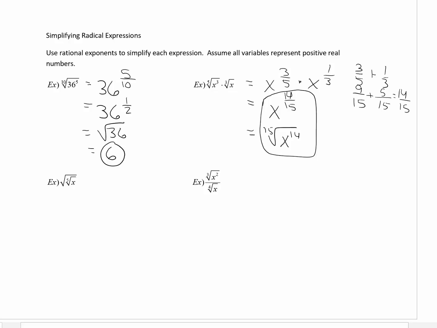Okay, let's take a look at the next example. So here I have the square root of the 5th root of x. Well, I can rewrite that using rational exponents. I'm starting with the inside, that is x to the 1/5. And the outside, that's a square root, so I'm taking that to the 1/2 power. When I take an exponent power to another power, I multiply. So that's x to the 1/10th power. And that's the same thing as the 10th root of x.